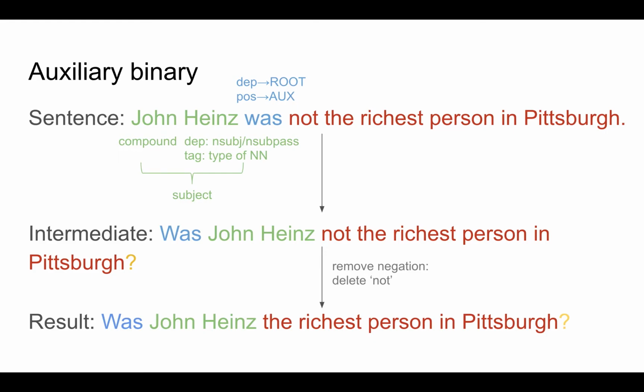We convert it by rearranging the word order and adding a question mark at the end. Because in this example, there is a not in the intermediate step, we also remove the negation word before returning the final results. In the ranking step, we'll rank no questions higher than yes questions.